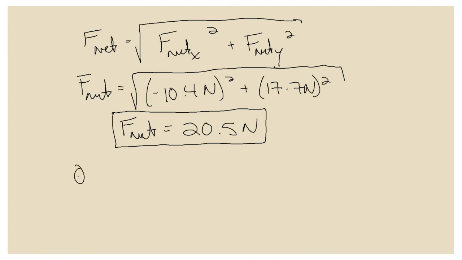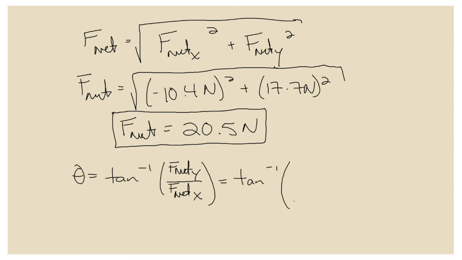And just so we make sure we got the angle here for our direction, because the vector has both a magnitude and a direction, we have the angle theta equal to the inverse tangent of F net y over F net x. And so we do the inverse tangent of our y, 17.7 newtons, over our x component, which is negative 10.4 newtons.